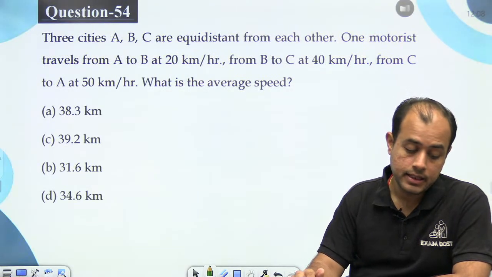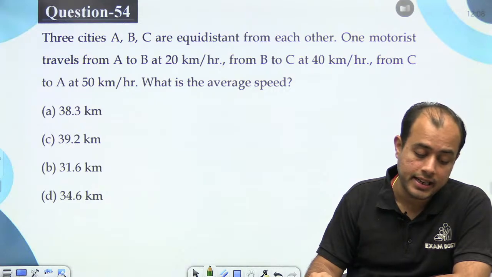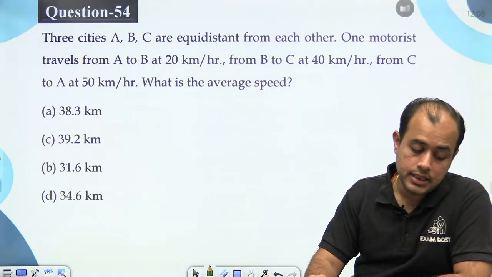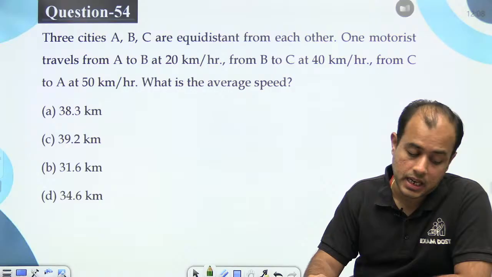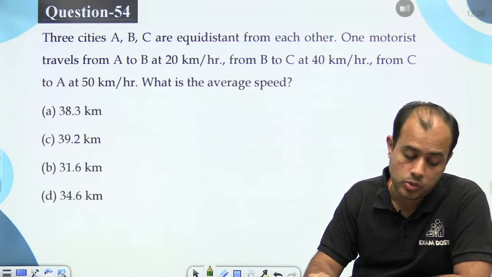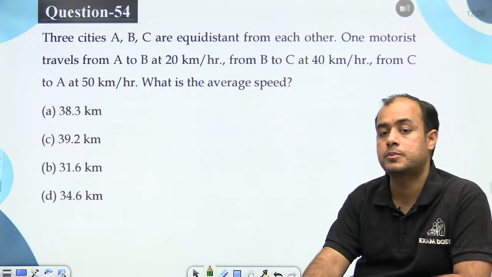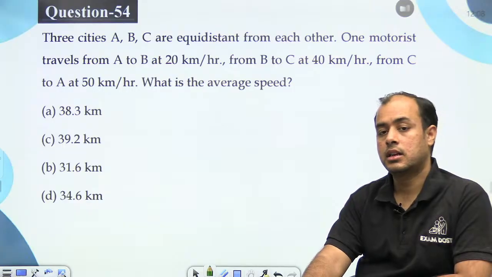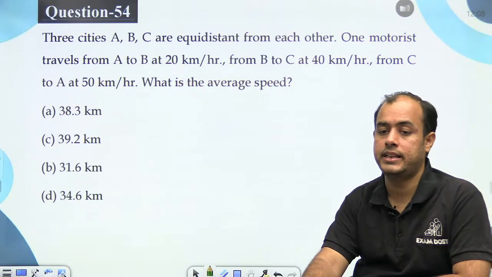Next, 3 cities A, B, C are equidistant from each other. A to B 20 kilometers per hour, B to C 40, C to A 50. Find the average speed. Come on, everybody. Average speed.